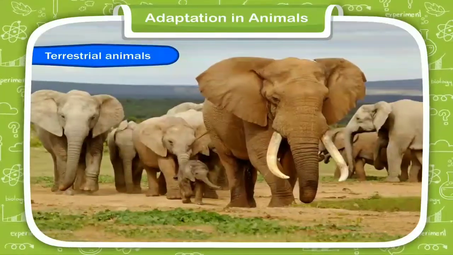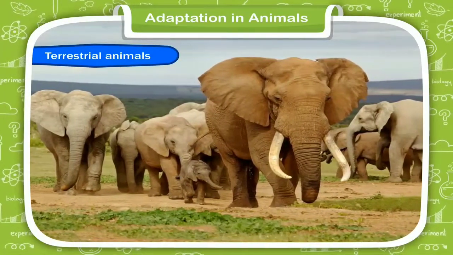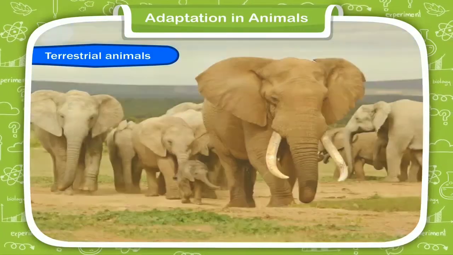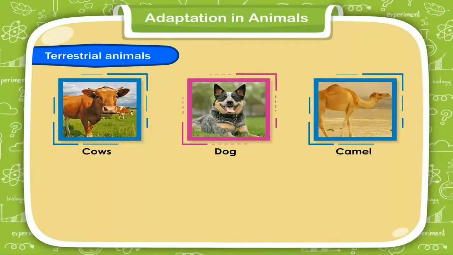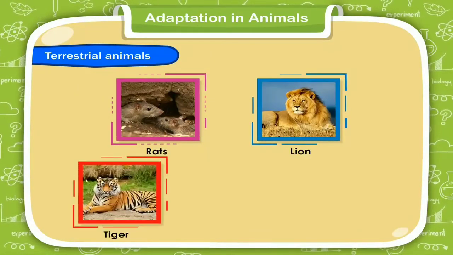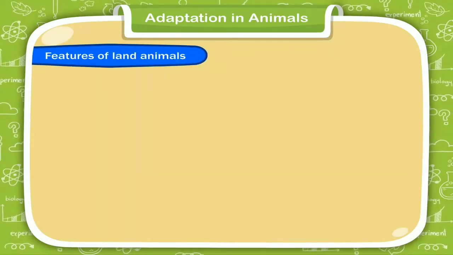Terrestrial animals. Animals that live on land are called terrestrial animals. Their body organs help them to live on land. Cows, dogs, camels, goats, elephants, rats, lions, tigers, lizards, etc. are terrestrial animals. Features of land animals.